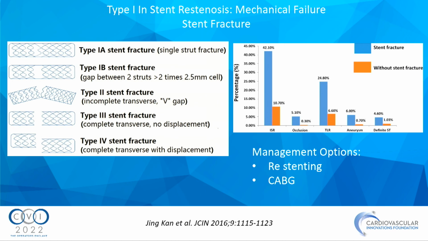Another type of type 1 in-stent restenosis secondary to mechanical failure is stent fracture. And stent fractures have been associated with significantly higher risk of not only in-stent restenosis, but also stent thrombosis. And these can be classified based on the severity of stent fracture. Management options for these cases include either restenting or coronary artery bypass graft surgery.